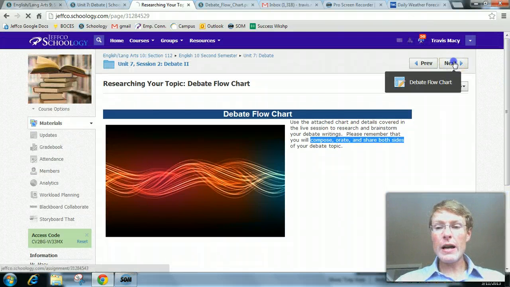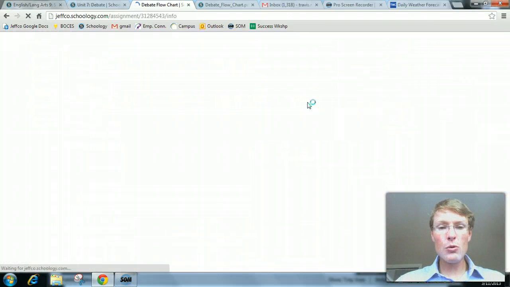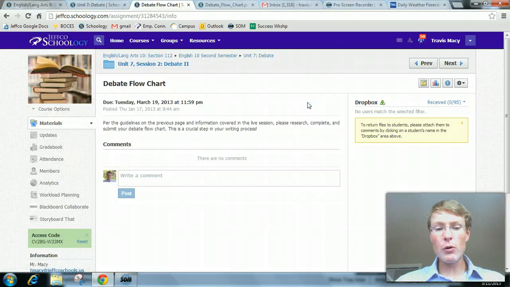So if you hit next, this is where you will submit it. Pretty straightforward. Just attach your document there. If you want to handwrite your information on that chart and then scan that or take a picture of it, that's fine. If you want to type out your answers just in a Word document instead of on that chart, if that's easier for you, you can do that as well. Just make sure that you include everything from that chart.